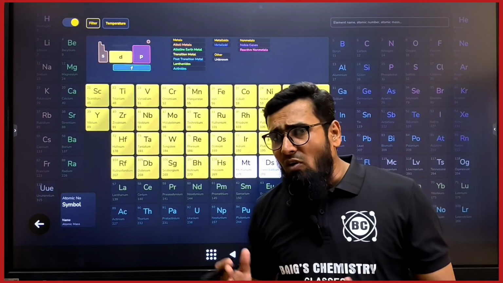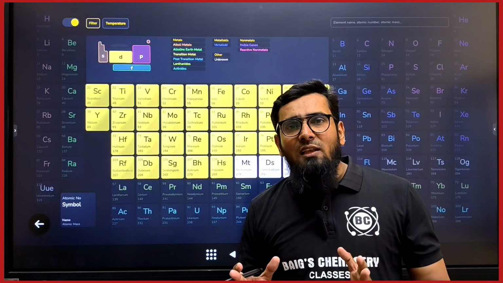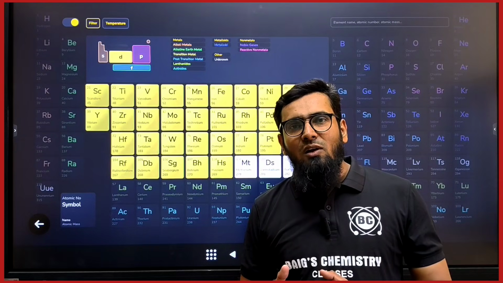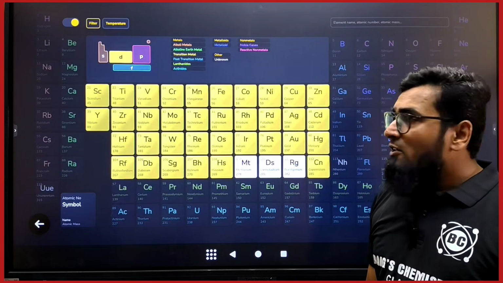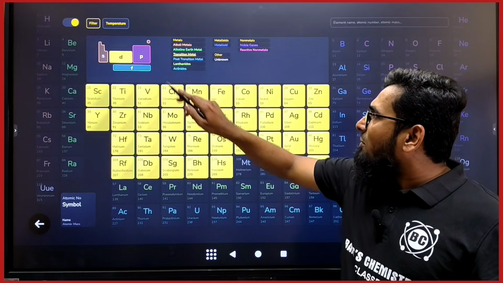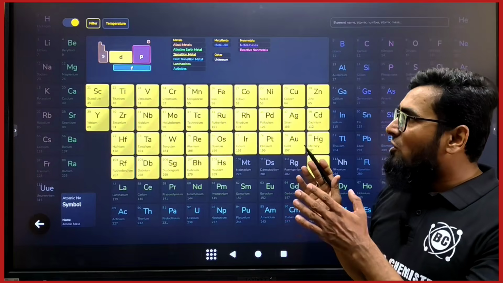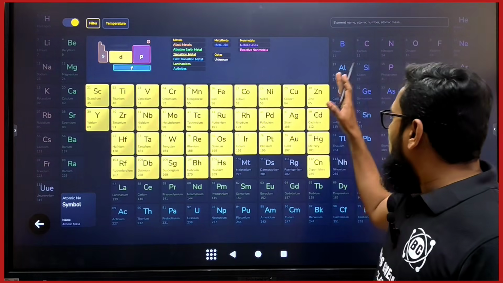Now the question arises: are all these elements called transition metals? The answer is no. All d-block elements are not called transition metals, but all transition metals are called d-block elements. Now, what are transition elements? Students, transition elements, or transition metals, are those metals which are embedded between the metals and non-metals.